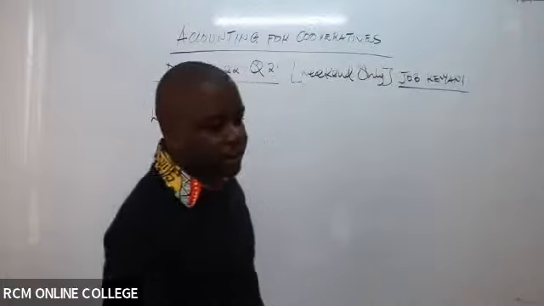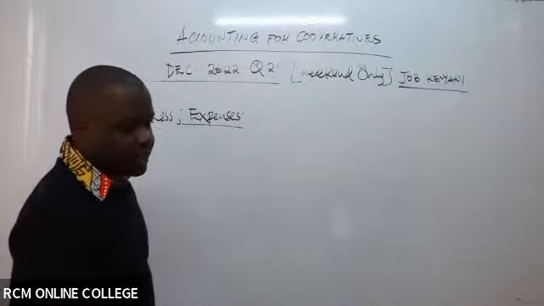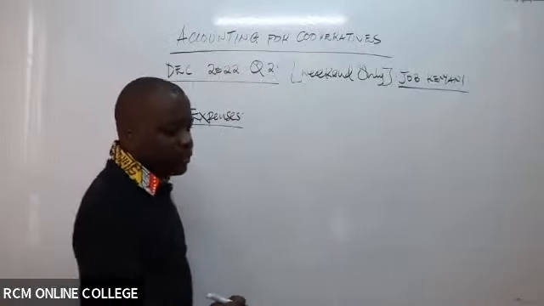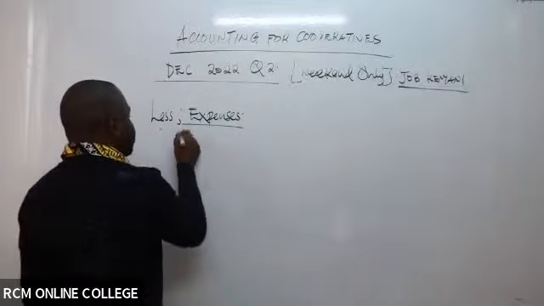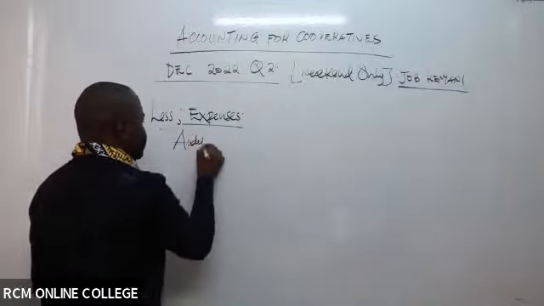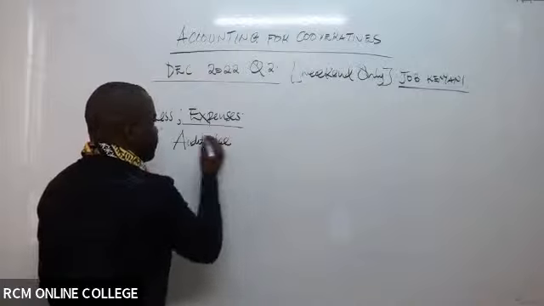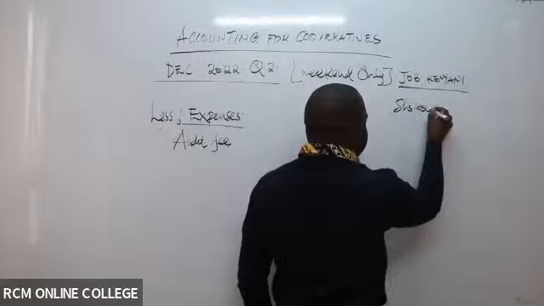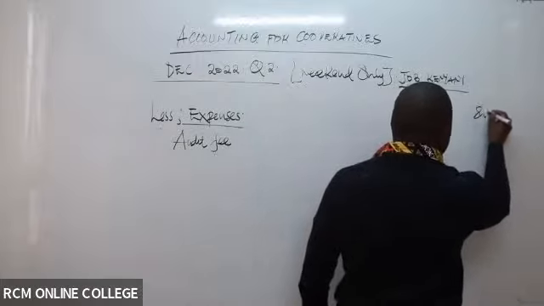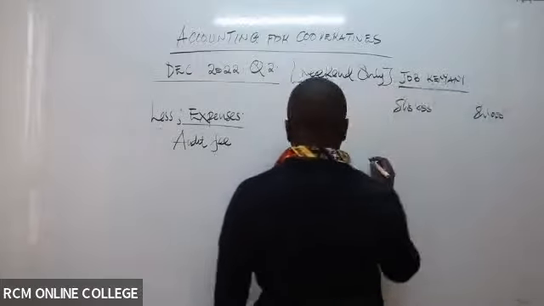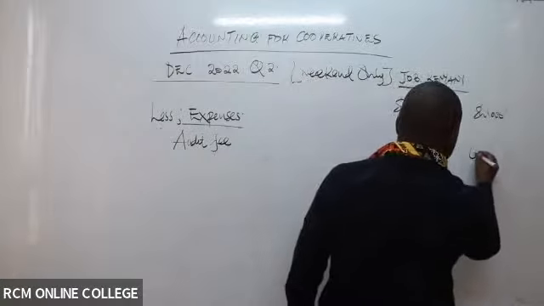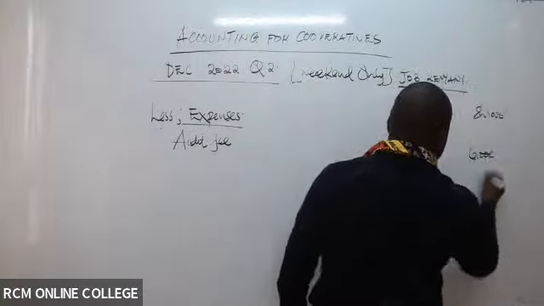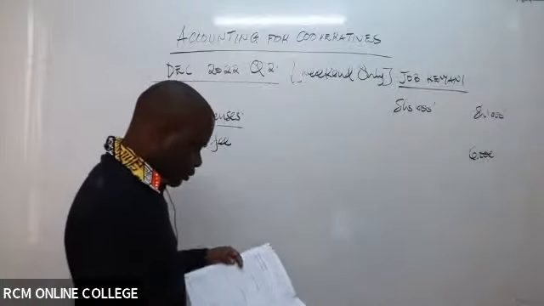The expense under note number 3 is known as the audit fee. Yes, it is audit fee. So you can start with that audit fee. How much? It is 6 million. You can be able to see it is 6 million. Then you can look at another note.